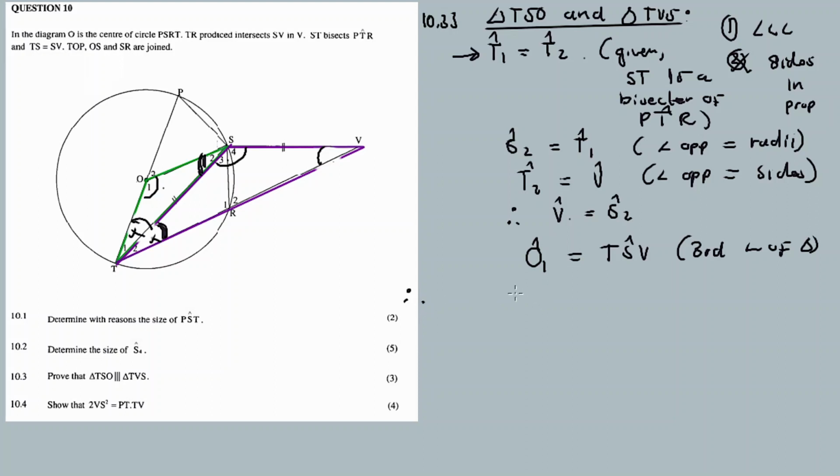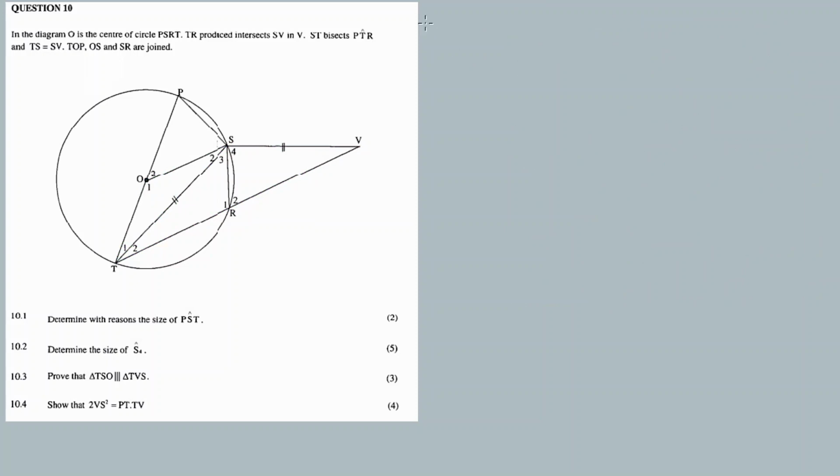Therefore, triangle TSO is similar to triangle TVS, proving the similarity.